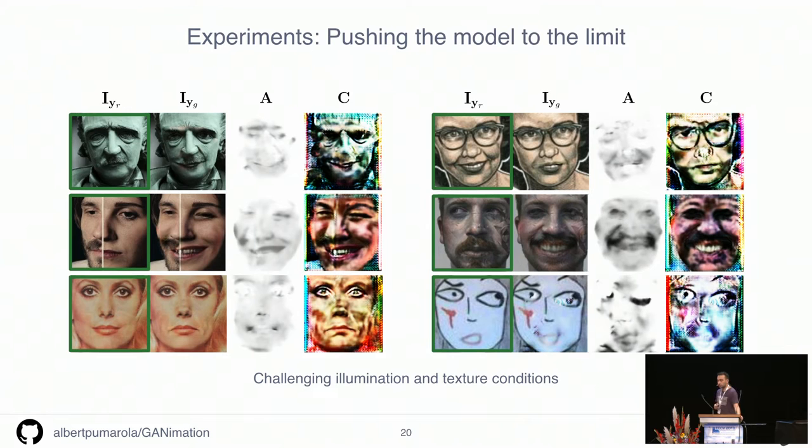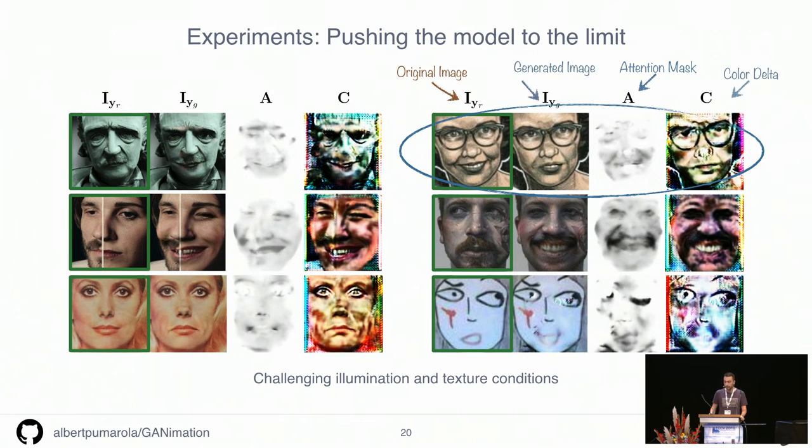Here we show some results when pushing our model to the limit by showing it challenging illumination and texture conditions, like stone-like skin, drawings, and even crazy tattoos on the face. So for example, on the top right image, you can see how our model is capable of changing the expression of this drawing while maintaining the texture and the style of the image.